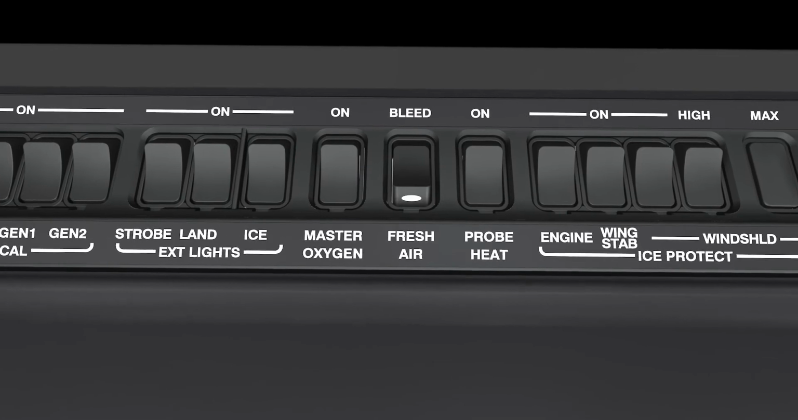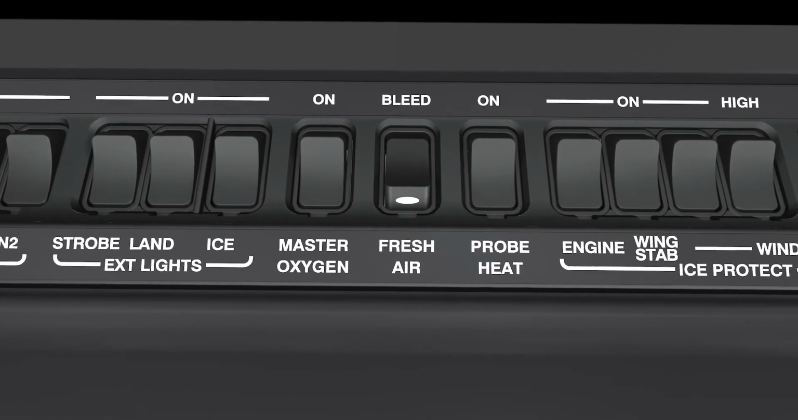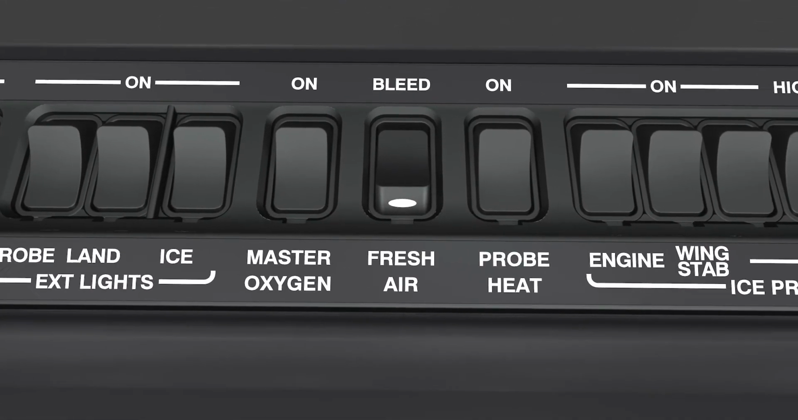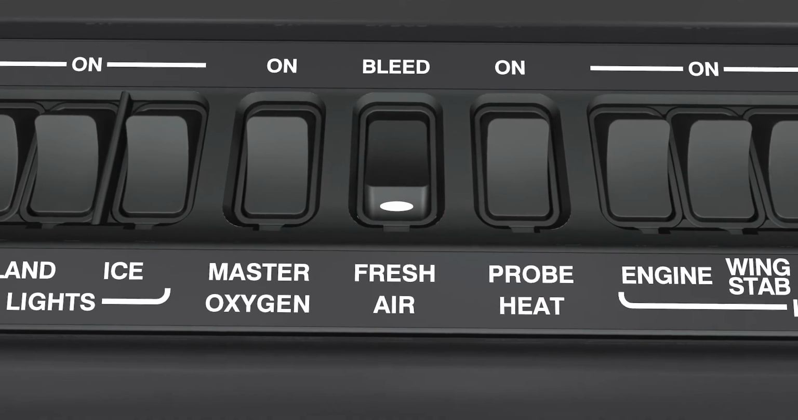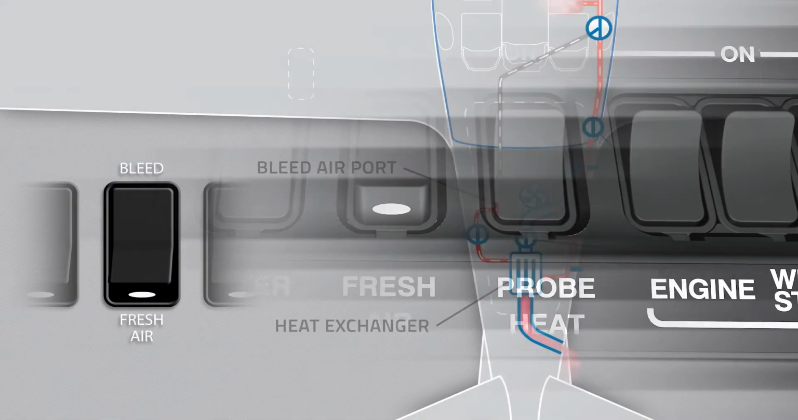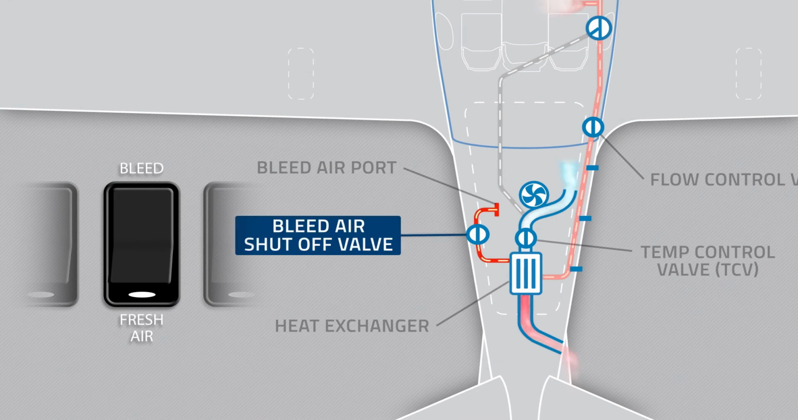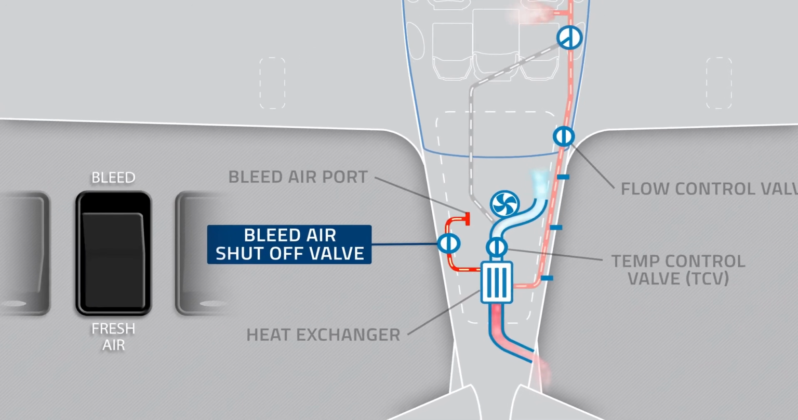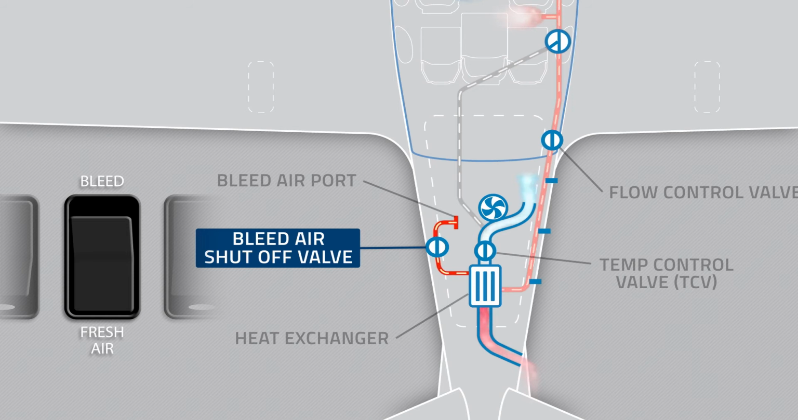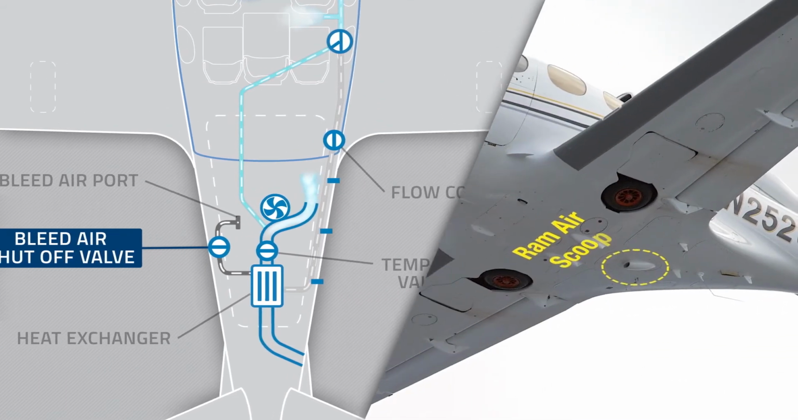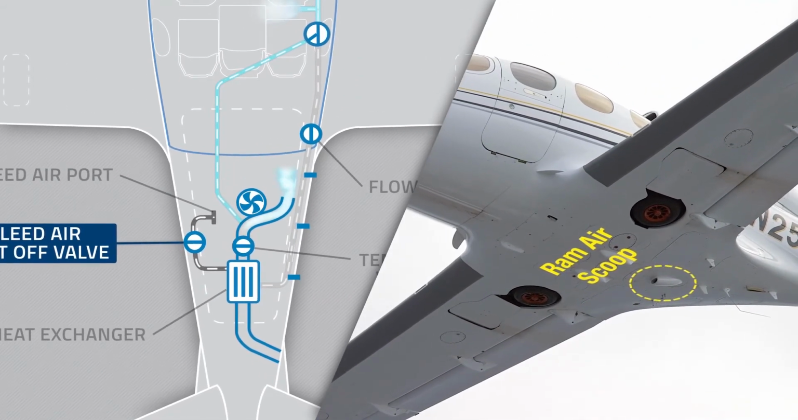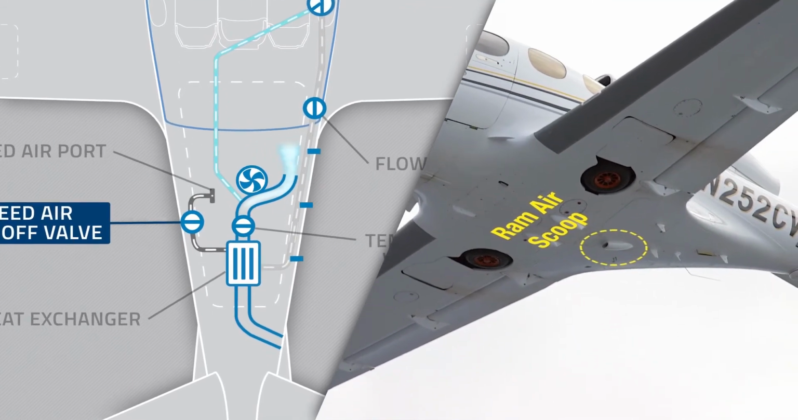There is one cabin climate control system related switch on the bolster panel. Labeled Fresh Air Bleed, this switch is normally moved to the bleed position for flight, which opens the bleed shutoff valve and allows for cabin pressurization during flight. When the fresh air position is selected, bleed airflow to the cabin climate control system is shut off, and ambient fresh air flows into the cabin instead. In flight, this air is supplied via ram pressure from an air scoop on the belly of the aircraft.